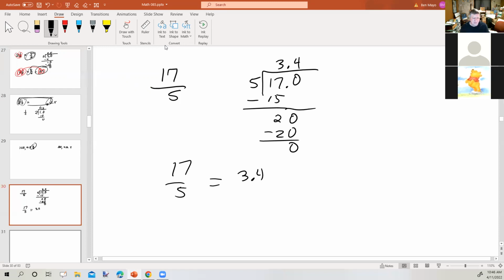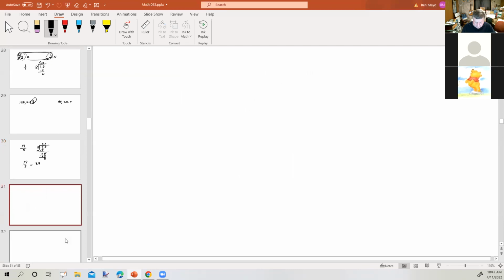All right, so that's converting fractions, proper or improper, or mixed numbers into a decimal. So in all those cases, we use long division to convert. Do you need any more examples of that before I go on to the next idea? All right, so now we're going to go the other direction. We're going to convert decimals into fractions or mixed numbers.